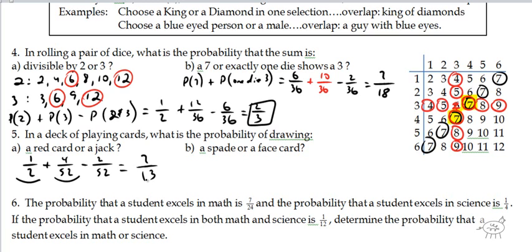Okay, a spade or a face card. Well, how many spades are there? Aren't 1/4 of them spades? How many face cards? Well, it's right, 4 jacks, 4 queens, and 4 kings. So it's 12 out of 52. And now what's the overlap? Well, how many face cards have a spade? Well, doesn't a jack and a queen and a king have a spade? So aren't there 3 out of 52 where we counted them twice? Okay, so we do that and we get 11 out of 26.